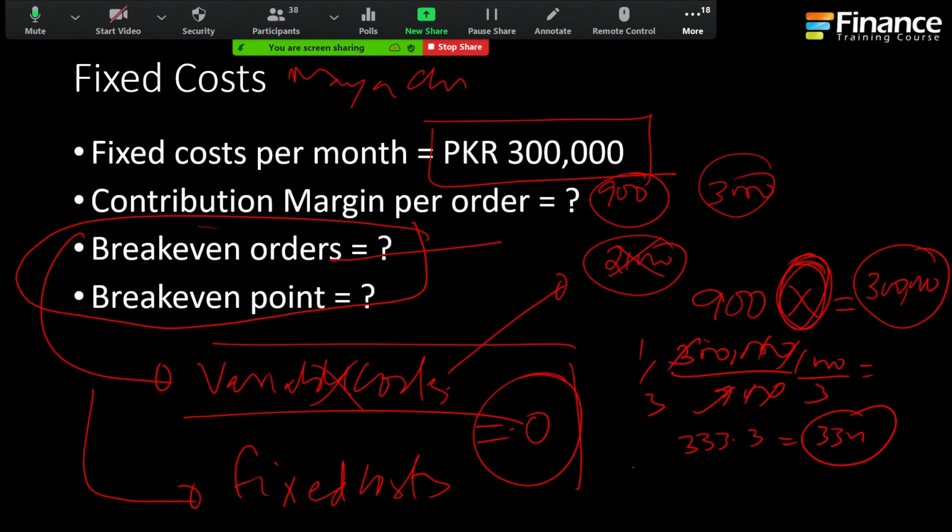Your 335th order is where you book your profit, because your variable costs are covered, your fixed costs are covered. Then this 900 will basically go towards your profitability. So going back to Khubaib's point earlier, right?